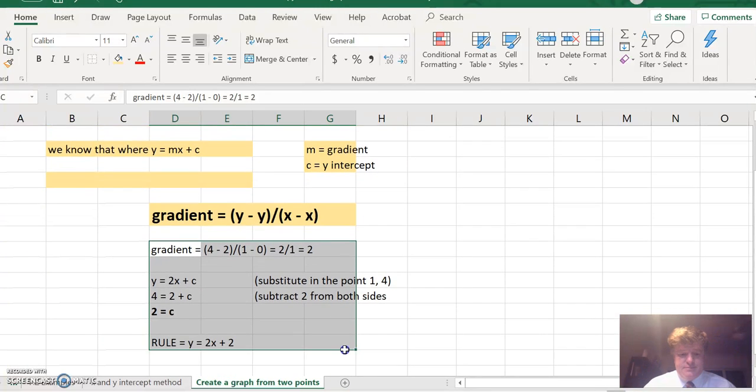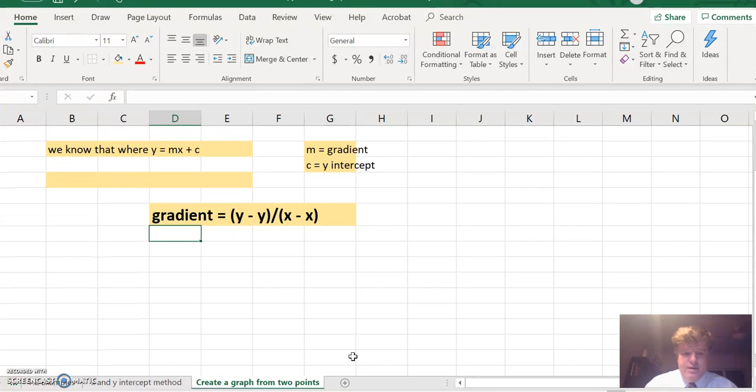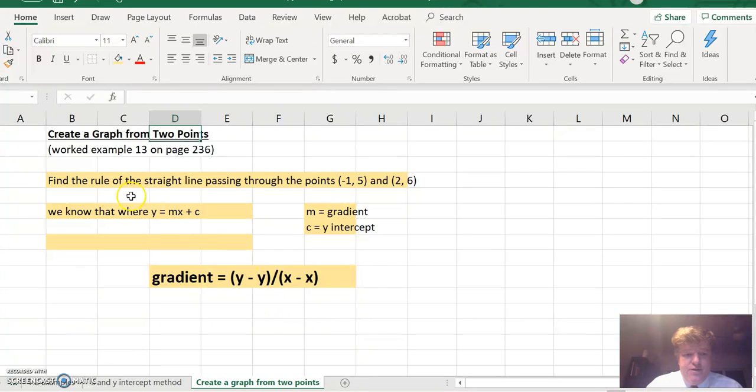Here's what we need to think about. Find the rule of the straight line passing through points -1, 5 and 2, 6. So we know in this rule y equals mx plus c. Y equals mx plus c. That's what we're trying to find. So m is the gradient and c is the y-intercept.